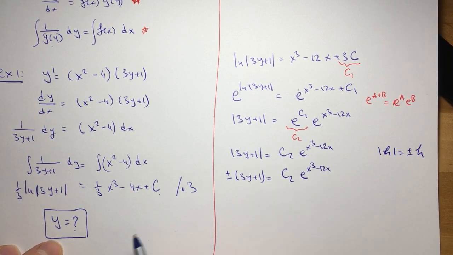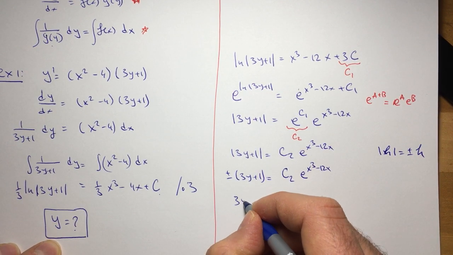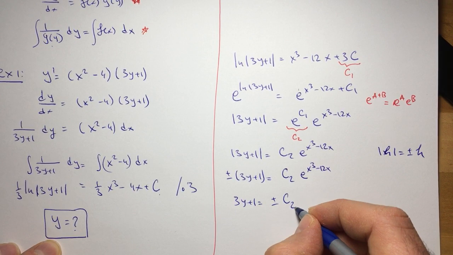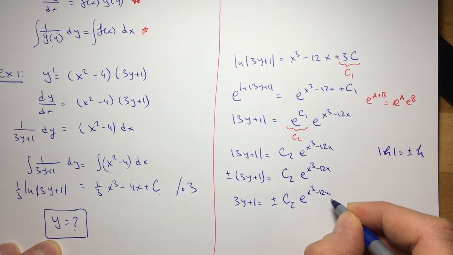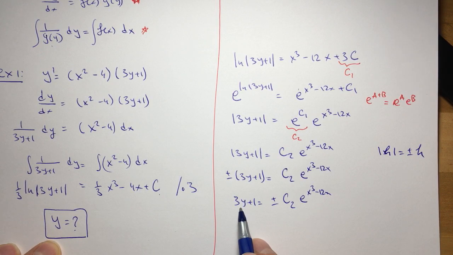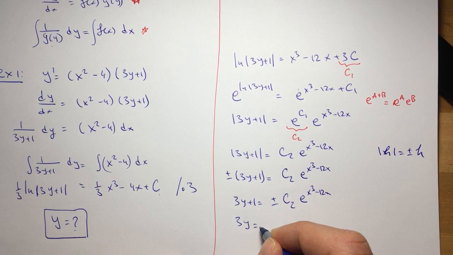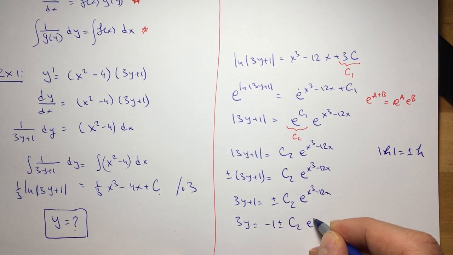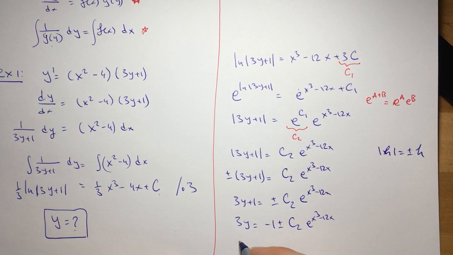Again, I'm repeating, where are we going with this? We want to find how much y is. So I want to find an expression for y only. 3y plus 1 is equal to plus or minus c2 e to the power x cubed minus 12x. And this is a linear equation. Here it's very simple to express how much y is. 3y is equal to -1 plus or minus c2 e to the power x cubed minus 12x. Finally, y is equal to -1 plus or minus c2 e to the power x cubed minus 12x, over 3.